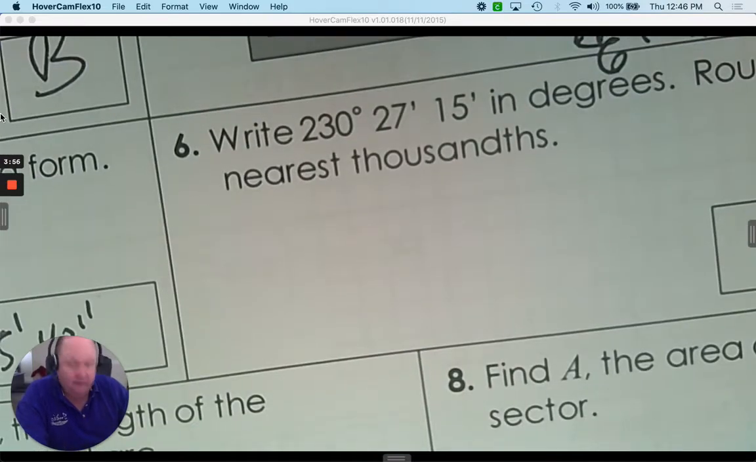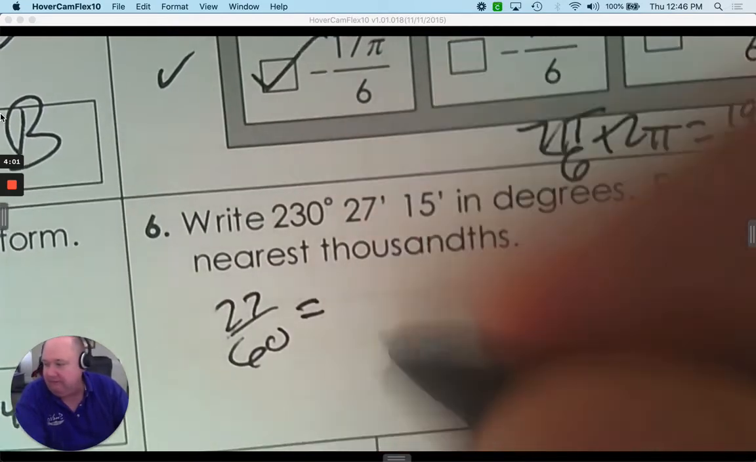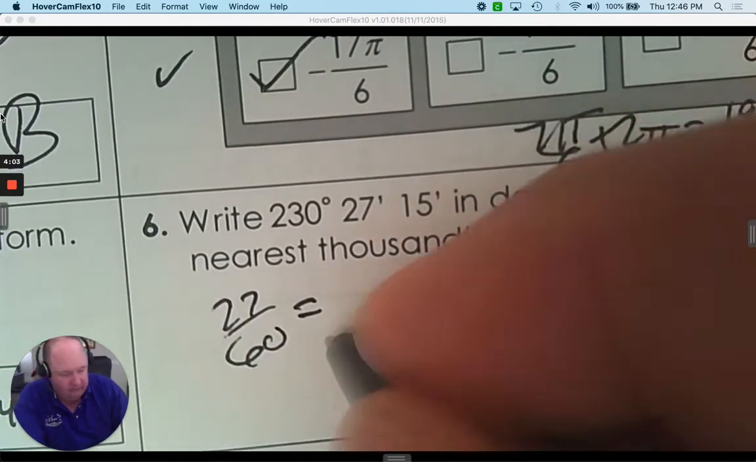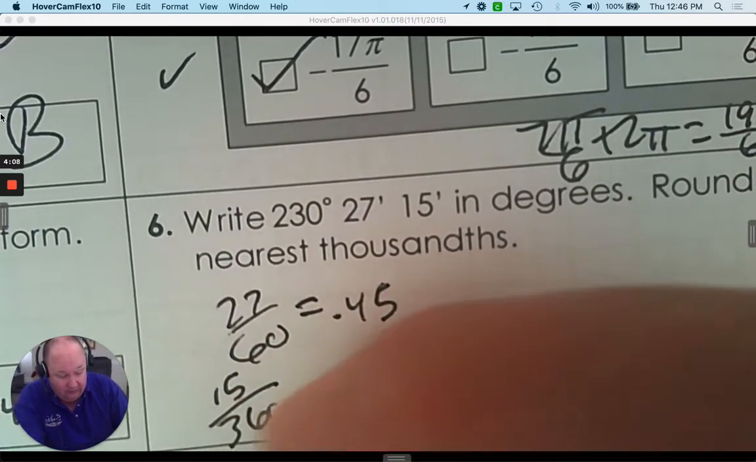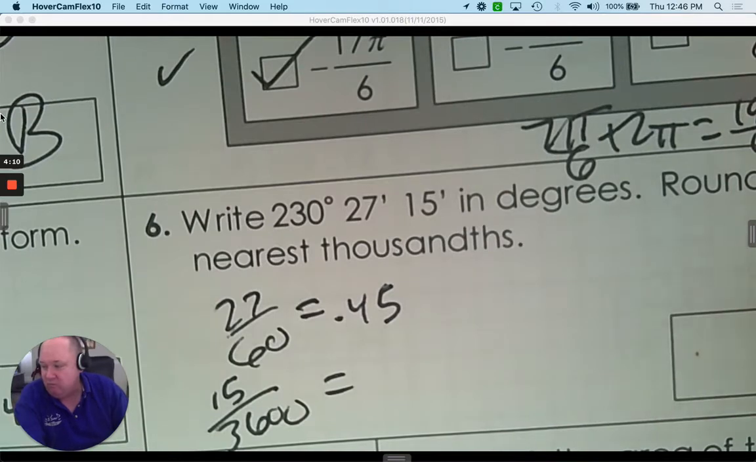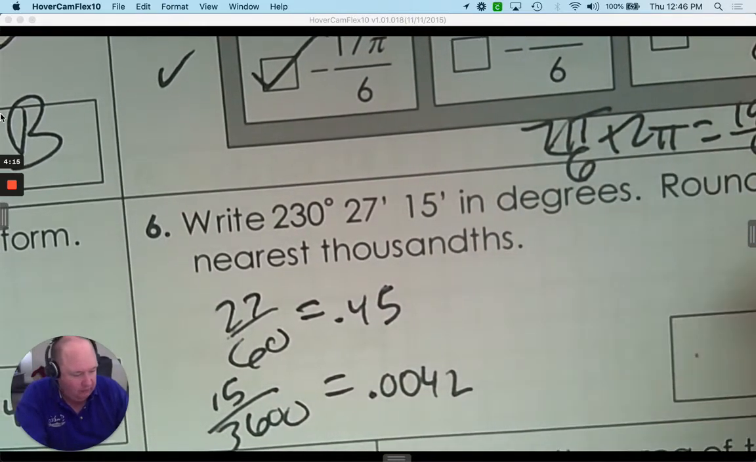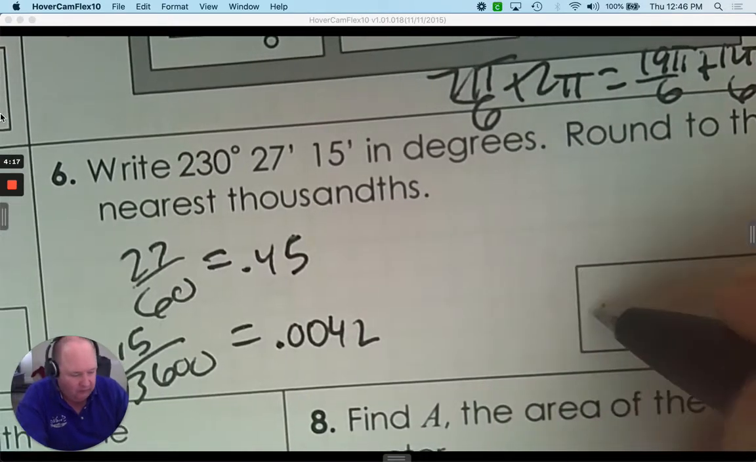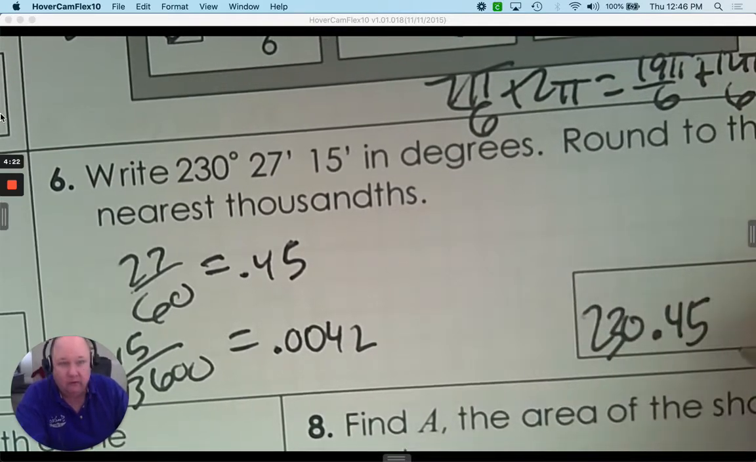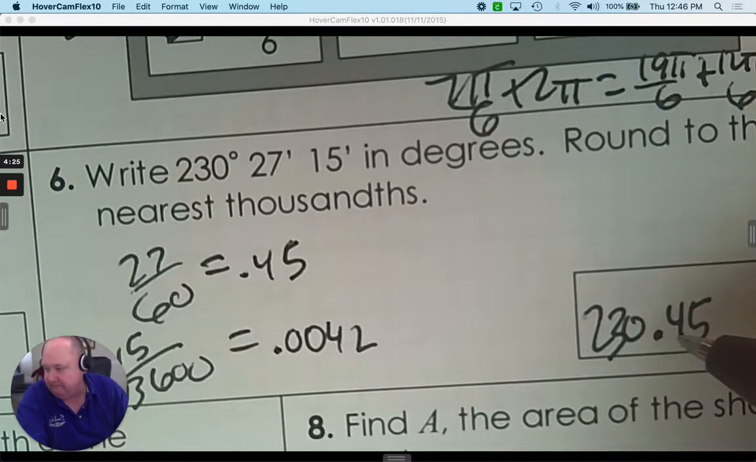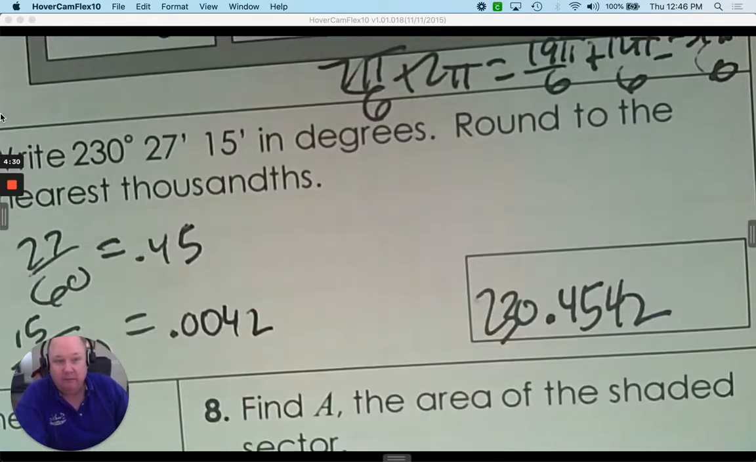How about the other direction? So this one's going to be dividing. So take 27 divided by 60. You get 0.45. Take 15 and divide it by 3,600. That's where that came from. And that's 0.0042. And then if you put it all together, you get 230.4542, if you like. And that would be your answer.